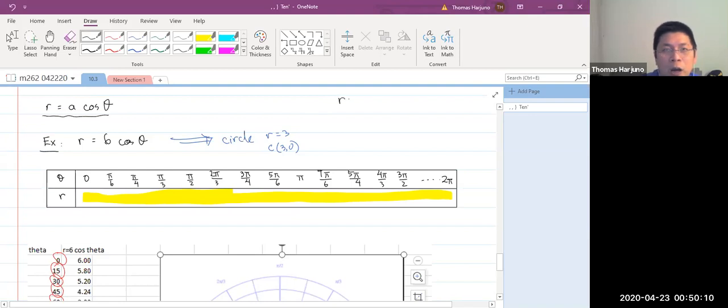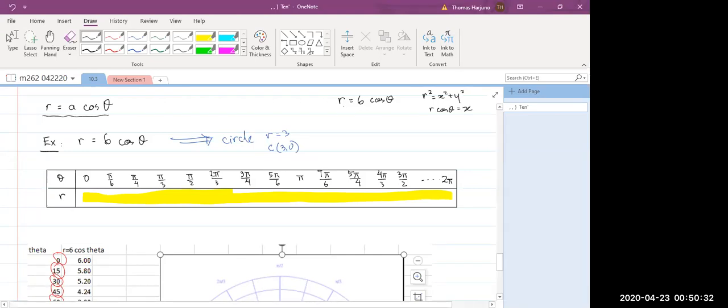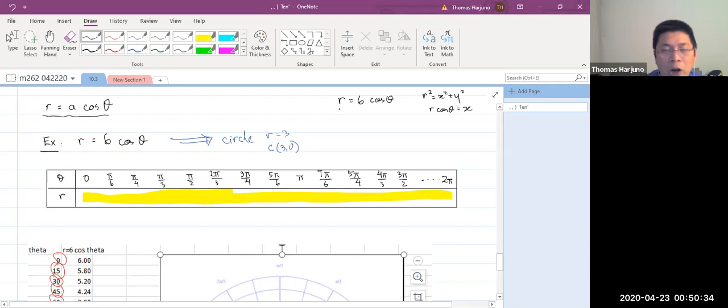We start with r equals to 6 cosine theta, right? Now, I know r squared equals to x squared plus y squared. But at the same time, I also know that r cosine theta equals to what? Equals to x. Okay, so what I will do is multiply both sides by r. This will give me r squared, which simplifies to x squared plus y squared later on. And the right hand side, I get 6r cosine theta, which will give me 6x.